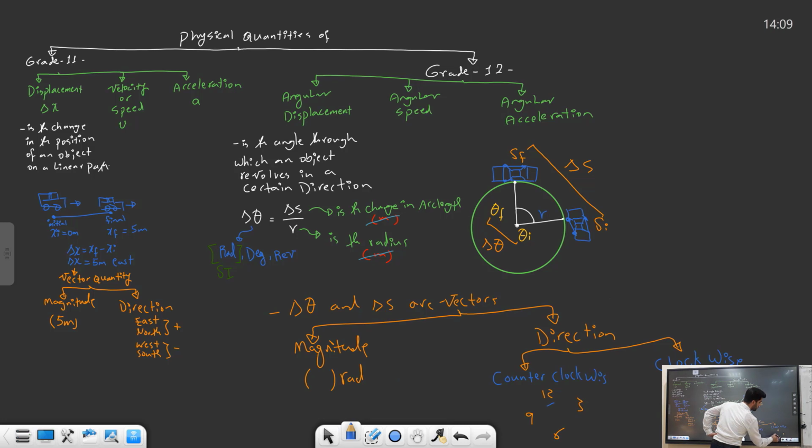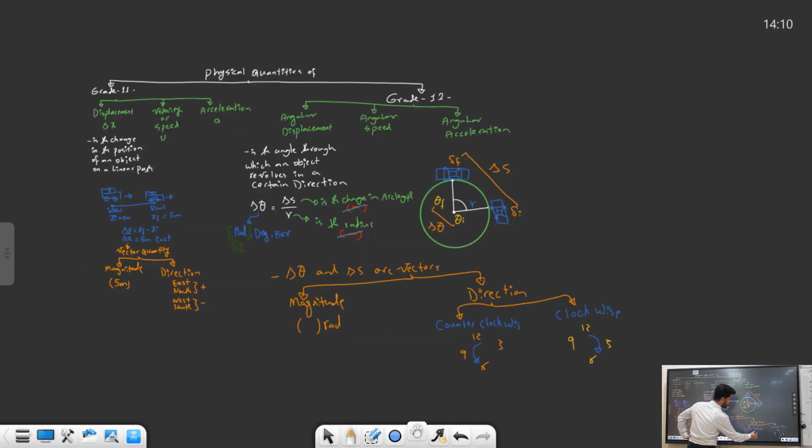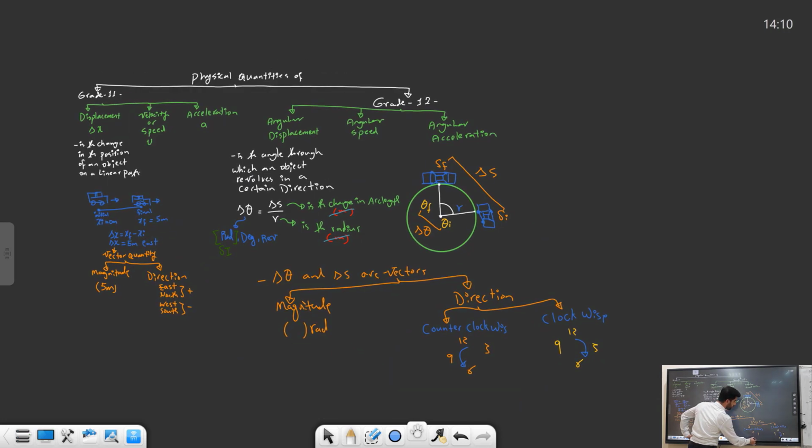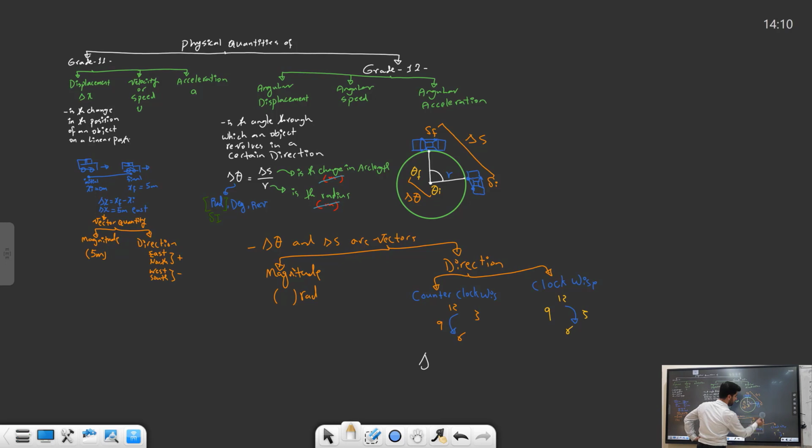So here the car travels in this way. Guys, if the car traveled counterclockwise, delta theta and delta s are positive. If the car traveled clockwise, delta s and delta theta will be negative. This is the way that we use positive and negative signs for the direction of motion of the car.